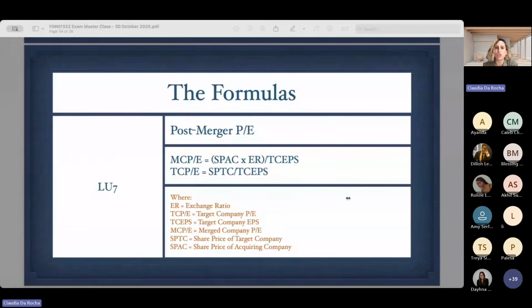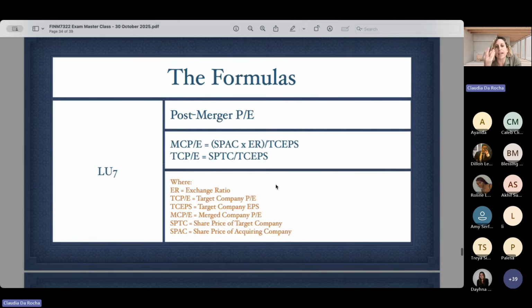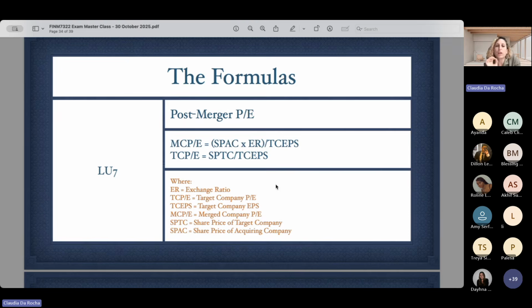Then we got post-merger PE, so your merged company PE and your target company PE. Your merged company PE is your share price of the acquiring company times your exchange ratio divided by the target company earnings per share. When you're looking at your target company price earnings ratio after merger, it's your share price of your target company divided by the target company EPS. So you'll see that there is a slight difference to the formula, very slight.